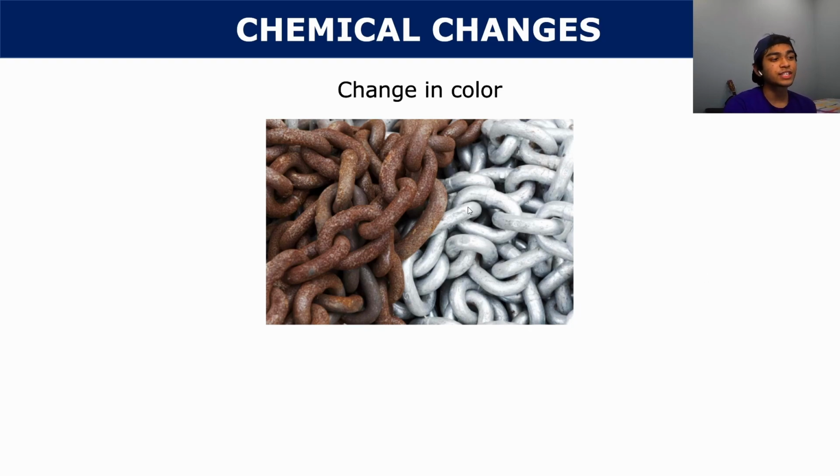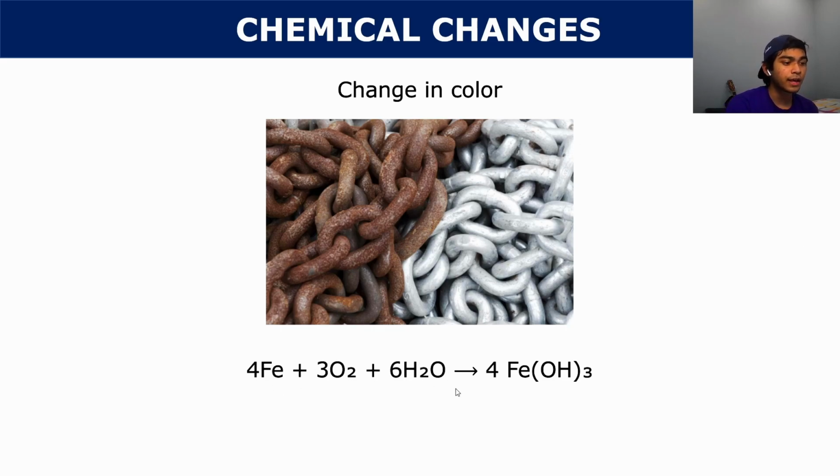And that's an indication that a chemical change has happened. So in this case, you have iron mixing with oxygen and water to produce oxidized iron. So that's rust. This is why your mom tells you not to leave your bike outside, because outside there's oxygen, there's water, so this reaction happens to produce rust.